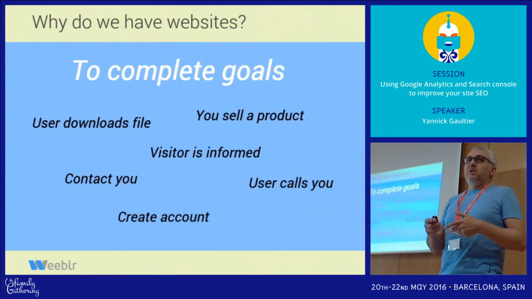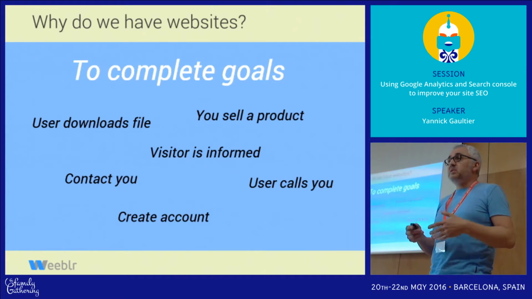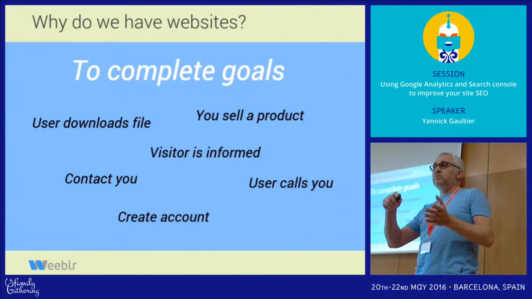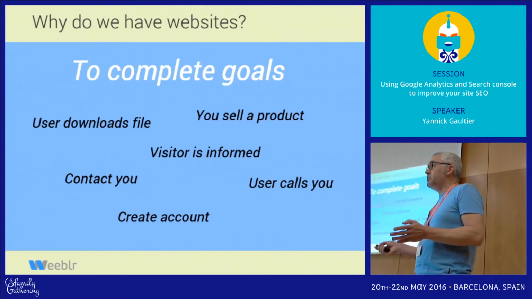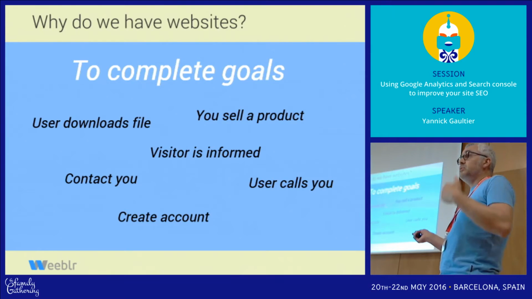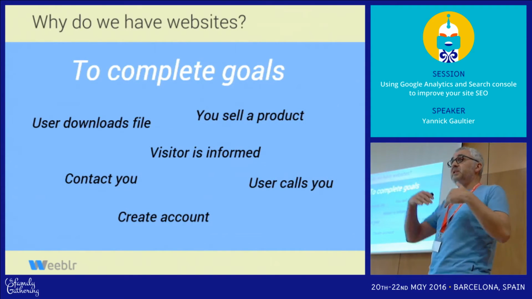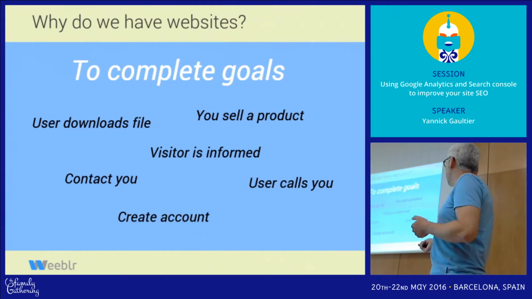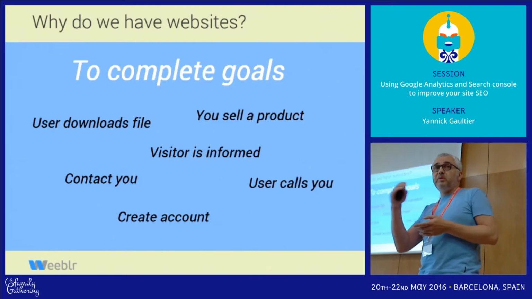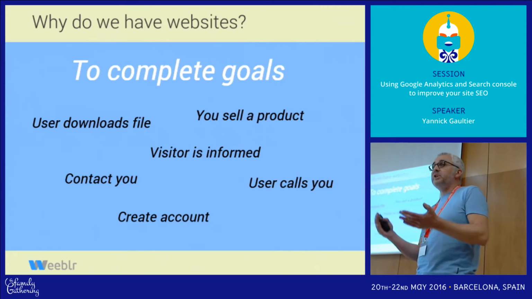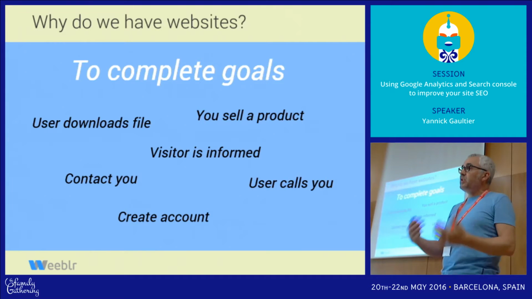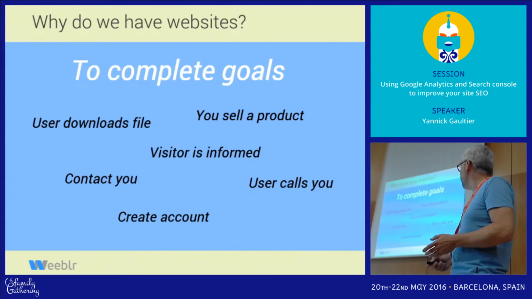Usually, the answer to why do you have a website is because you want to complete some goals. The goals are very different from one company or individual to another. You want things like to sell products, you want users to download files, you want to send out information to users, you want them to contact you, create accounts, you want them to pick up the phone and call you. So you have many different goals, but normally if you set up a website, unless you do it for the love of Joomla, you have goals. There's something you want to achieve.